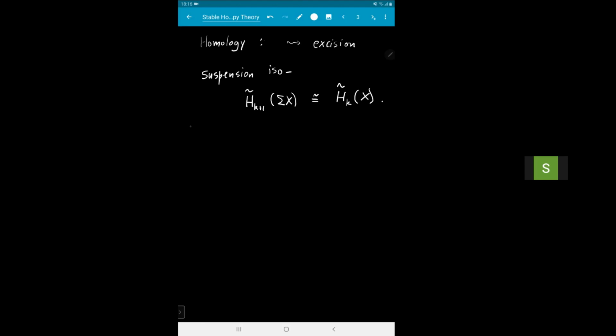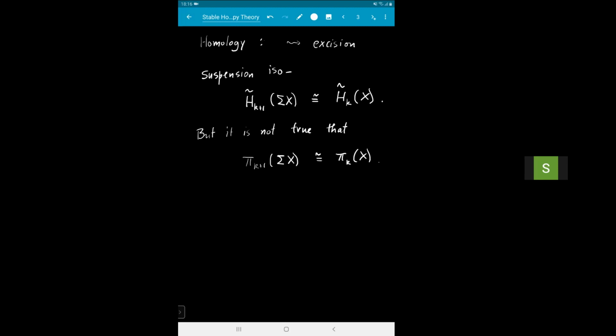But it is not true that pi k plus 1 of the suspension of X is isomorphic to pi k of X. Rather, what is true is that, I mean, it's not true, but there are some partial results.